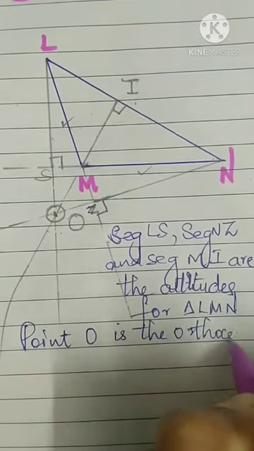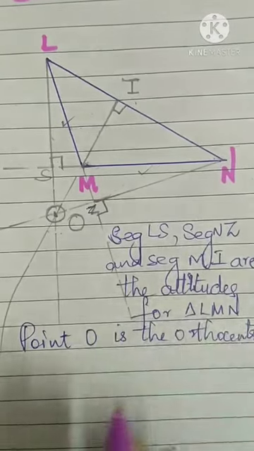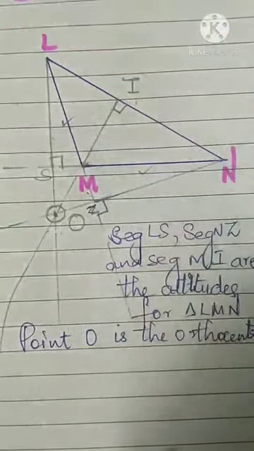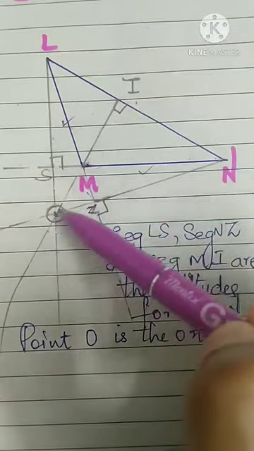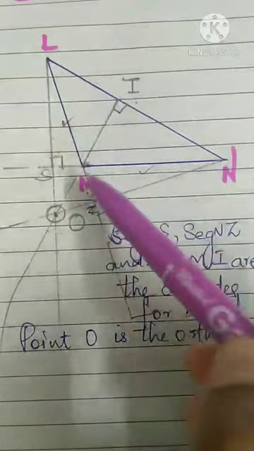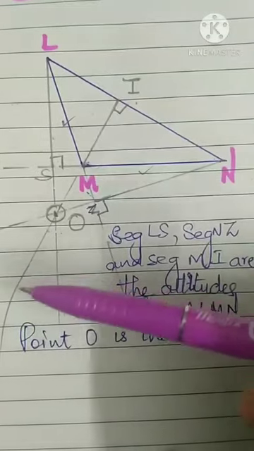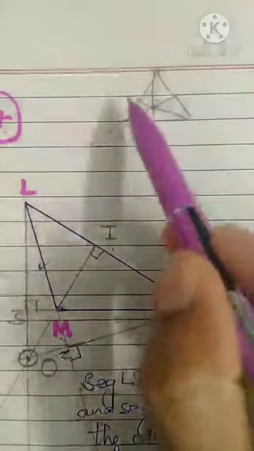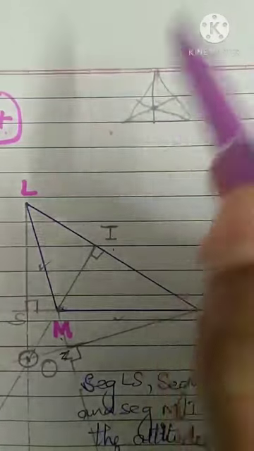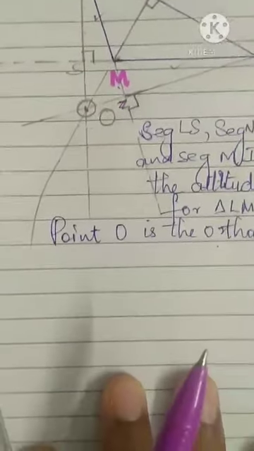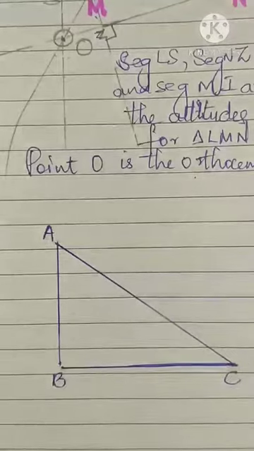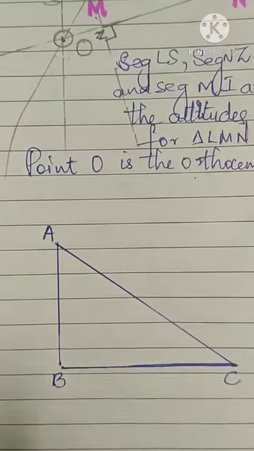In the exam, I will ask: the orthocenter of an obtuse angled triangle lies dash the triangle. The orthocenter of an obtuse angled triangle lies outside the triangle. The orthocenter of an acute angled triangle lies inside the triangle. Now let us see the altitudes of a right angled triangle.